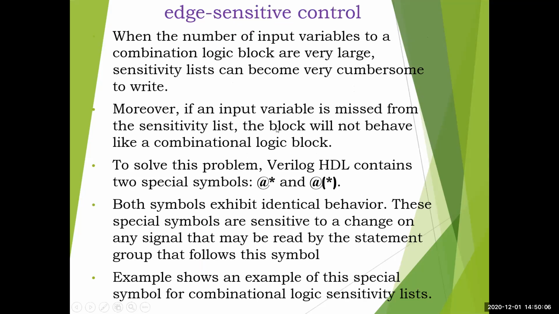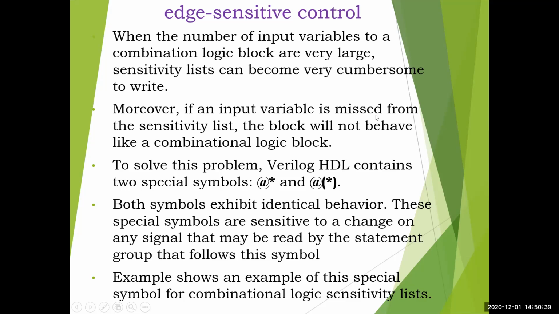Next one is edge sensitive control, the fourth type in the event OR control. So event based delay control, or timing control. When the number of input variables to a combinational logic block is very large, the sensitivity list can become very cumbersome to write. When you have multiple, like 50 or hundreds of things with OR or comma, putting a comma every time is very difficult, right, in event OR control, to replace that.